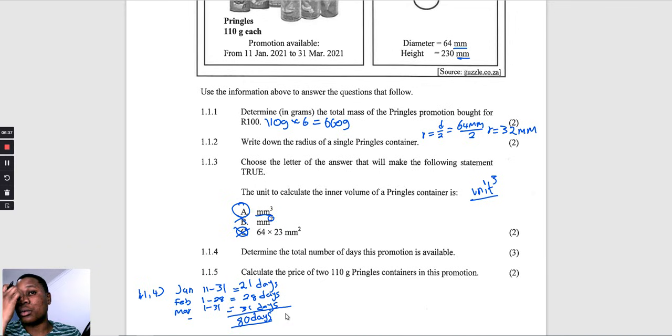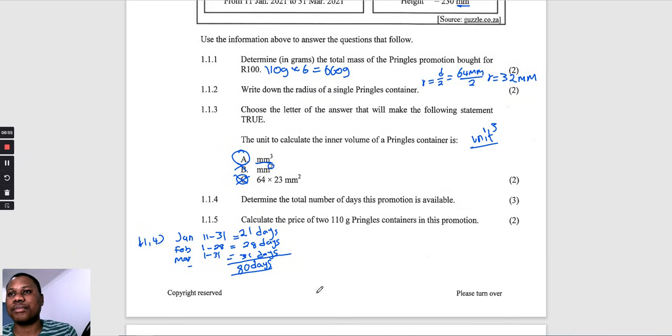Someone will ask you, why February? How do you know that February has 28 days? So they are talking about 2021. 2021 was not a leap year, meaning that February was ending on the 28th. Okay.